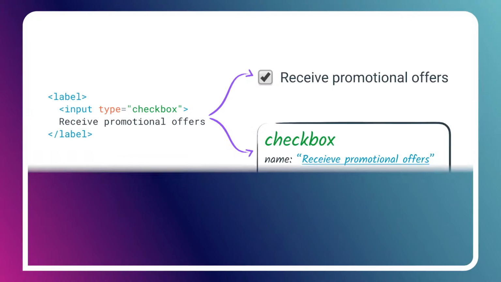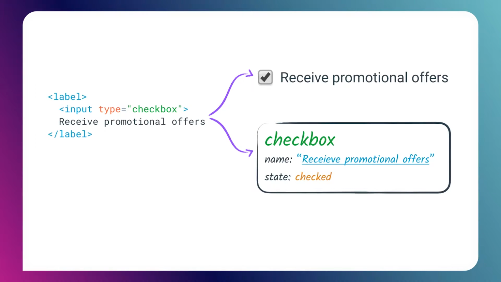So ARIA works by allowing you to specify attributes on elements, which then modify the way those elements are translated into the accessibility tree. So let's take a look at a really basic example just to show how this works. If you create a plain checkbox, a screen reader is going to announce it as a checkbox. It'll tell you its label if it has one, like we do in this case where it says receive promotional offers. And it'll also tell you the state of the checkbox, whether it's checked or not.